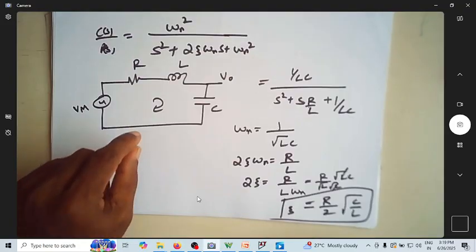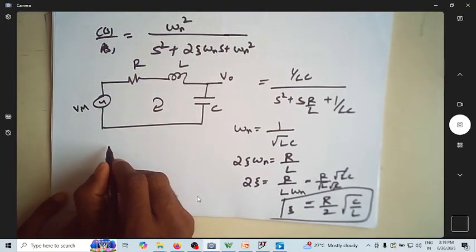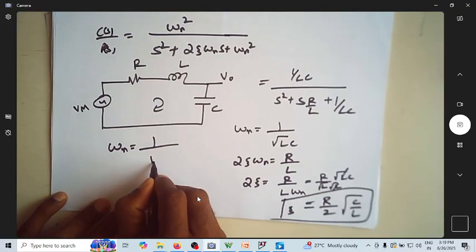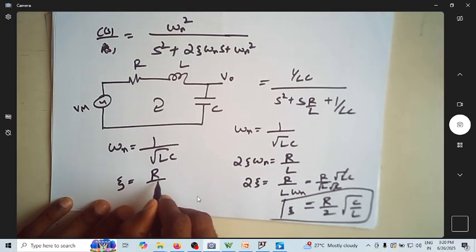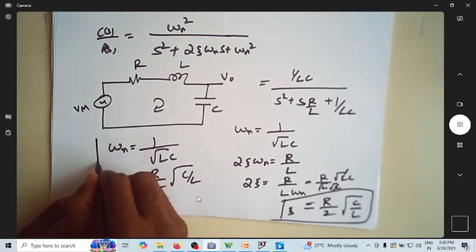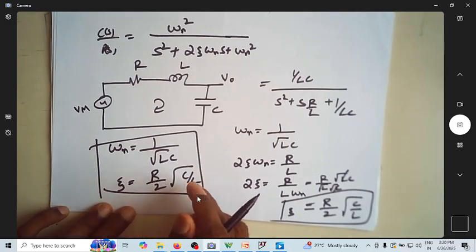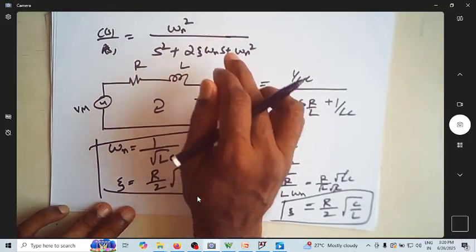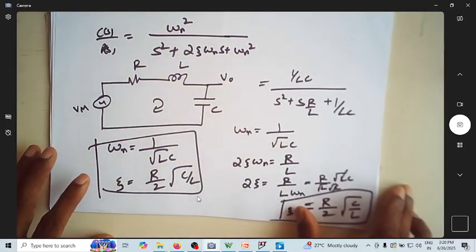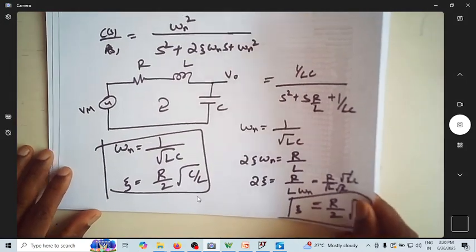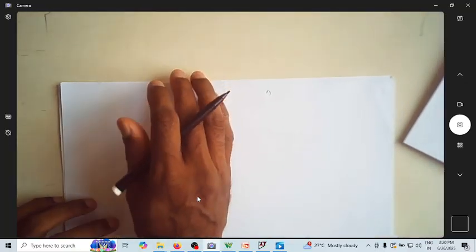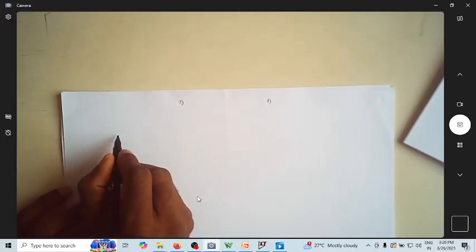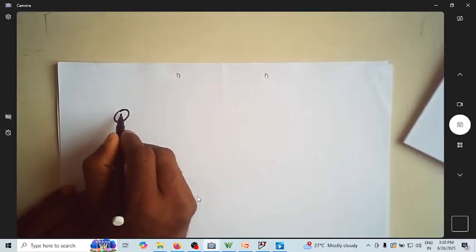So for a given RLC circuit, you can find the value of omega n, which is 1 over root of LC, and you can estimate the value of zeta, which is nothing but R by 2 root of C by L. This is the relationship between the equation and the components of the RLC network for a second order system. So now what is interesting here is, we are looking at a system which you can also represent by a block diagram, something like this.